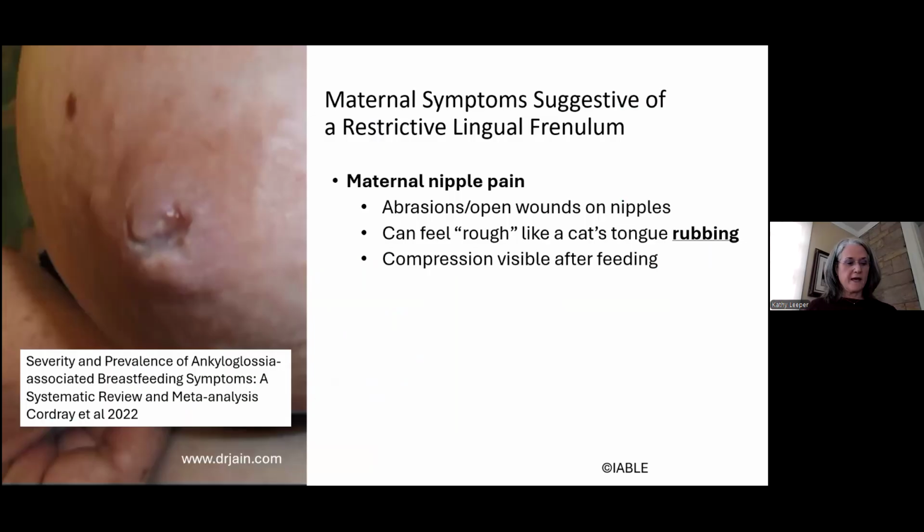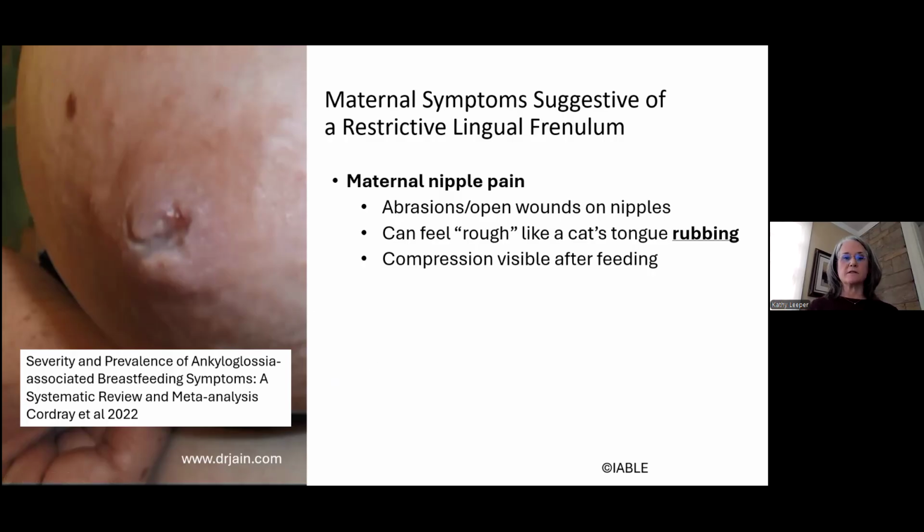So what symptoms can a mother have in the presence of a restricted lingual frenulum that is the source of the problem? There are often open wounds on the nipples, and they tend to be more of this off-centered, large, pretty deep crack on the tongue side. So here the baby's nose was up here, they come off, there's often a crease around here and then this wound down where the tongue is. Mom often describes that it feels rough like a cat's tongue, and she can actually feel the tongue rubbing against her nipple with each suck.